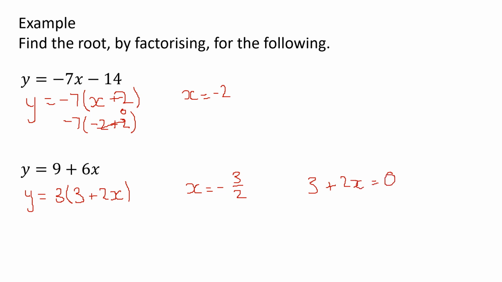Just to show you, it would be 3 plus 2x is equal to 0. We need to minus 3 from both sides, getting you 2x equals minus 3. And then we want x by itself, so we're going to divide by 2 on both sides. So we've got minus 3 over 2.